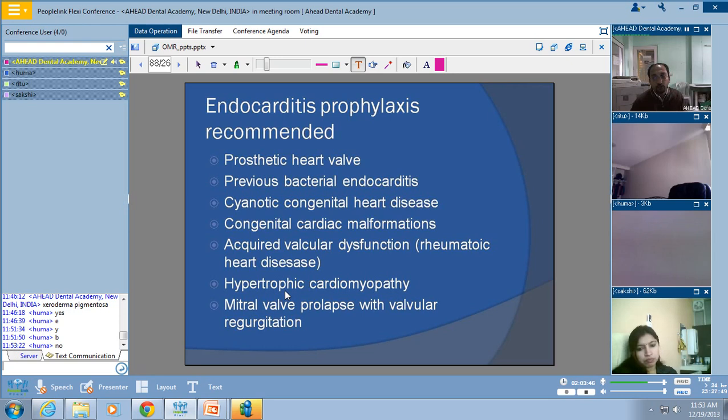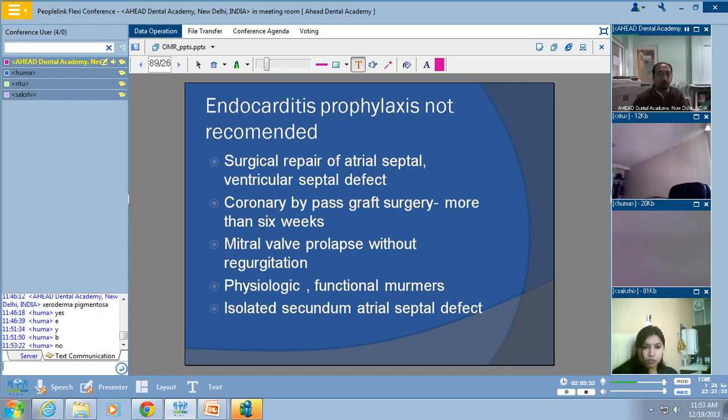Is it clear? In which procedures is it not recommended? When there is a surgical repair, coronary artery bypass graft surgery. This question has been asked again and again. Pacemaker has been asked again and again, and coronary artery bypass. A patient who comes to you and says my CABG has been done, coronary artery bypass graft surgery was done more than 6 weeks ago, there is absolutely no need.